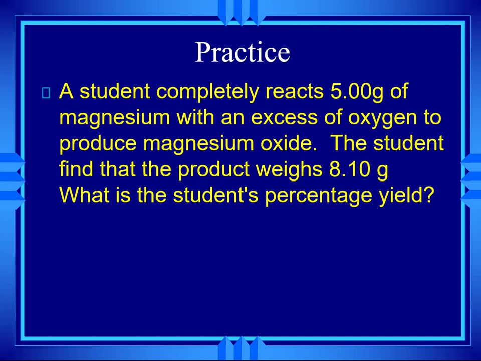A student completely reacts 5 grams of magnesium with an excess of oxygen to produce magnesium oxide. I would show that to you, but it would blind you. Magnesium burns hot enough to give off ultraviolet rays that can damage your eyes. Okay, that's why I'm not going to show it to you.